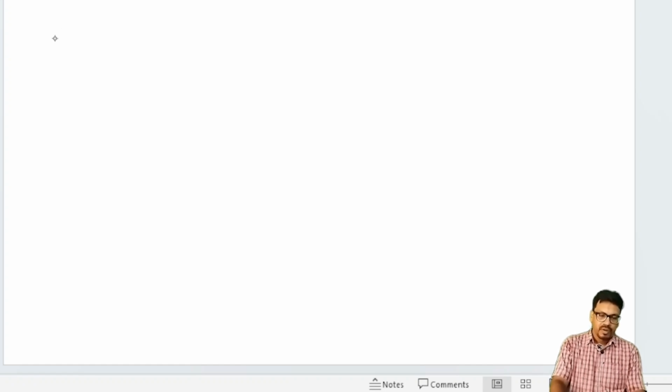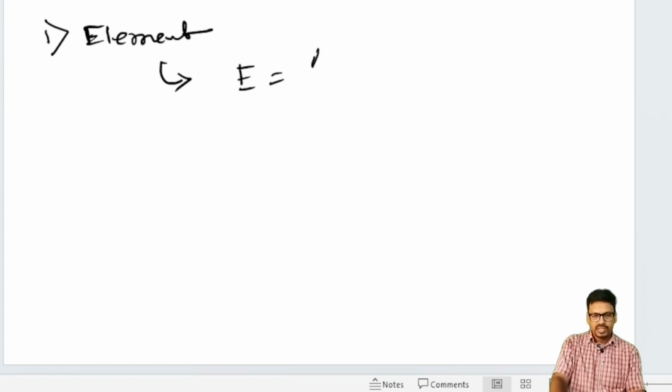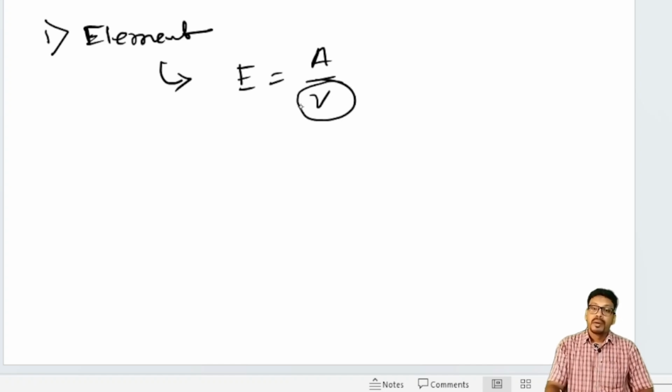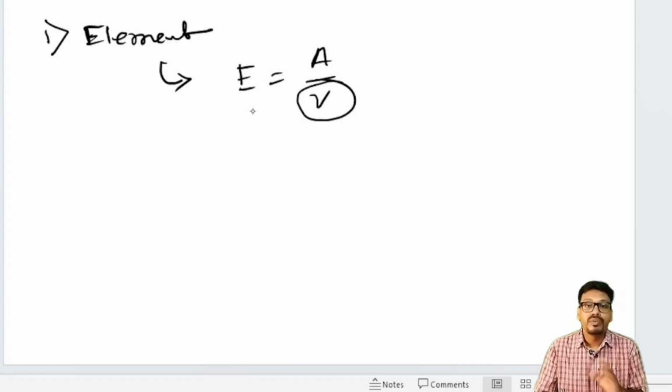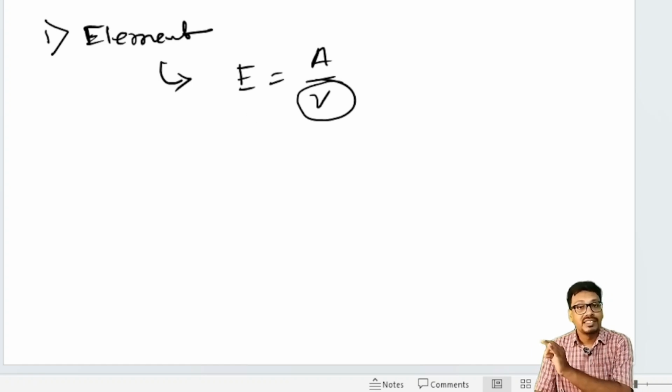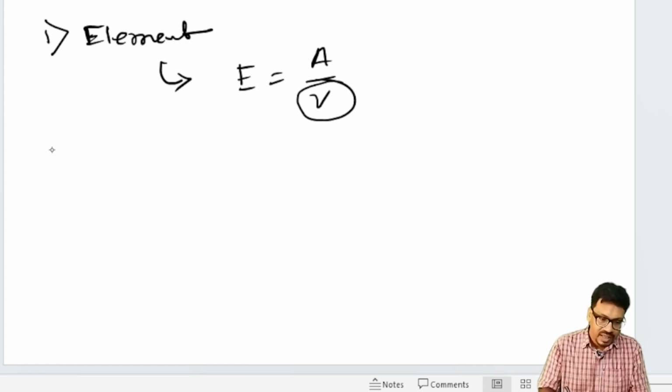Say for an element, the equivalent weight is denoted by E, that is equal to A by V, where V is the valency. This is very simple. But some elements have different valencies, variable valency. So their equivalent weight will also be different according to their different valency states. Clear? Say for example iron.